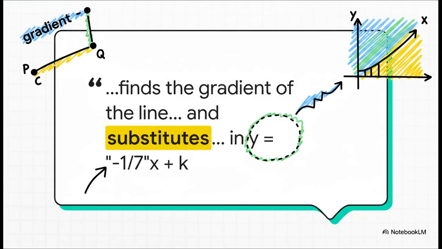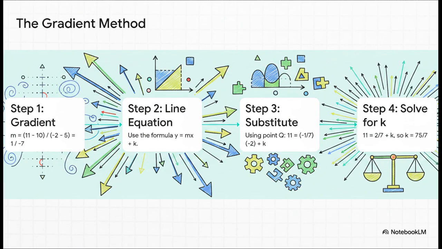So here's what the mark scheme says to do for the fourth process mark. We need to calculate the gradient between our 2 points, P and Q, and then substitute one of those points into the good old line equation y equals mx plus k to find our answer. So let's do the math. The change in y is 11 minus 10. That's 1. The change in x is -2 minus 5. That's -7. So hang on a second. That gives us a gradient of -1/7.